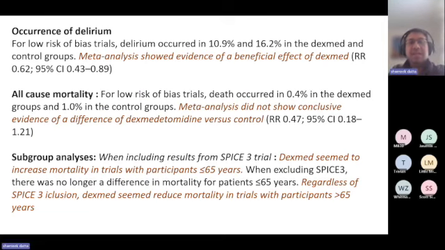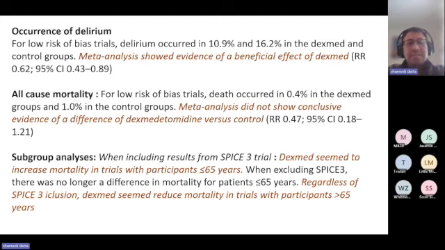Regarding the occurrence of delirium, once they excluded the trials which had a high risk of bias, it showed that delirium occurred in 10.9% versus 16.2% in the Dexmed and control groups. The meta-analysis did show there is a beneficial effect. All-cause mortality-wise, there was no conclusive evidence showing that dexmedetomidine had any benefit or was worse than the control groups.